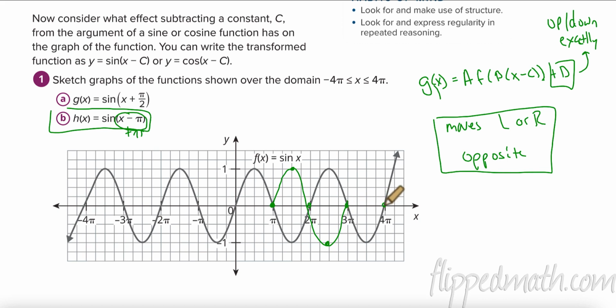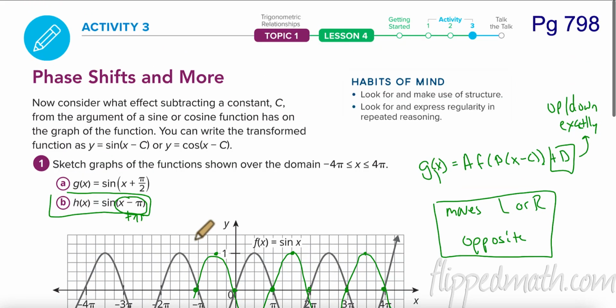We know this point's going to be here. We know this point is going to be here. This point is going to be here, pi units away, pi units away, pi units away. So we could continue it on like that. All right? It would work exactly the same for cosine.